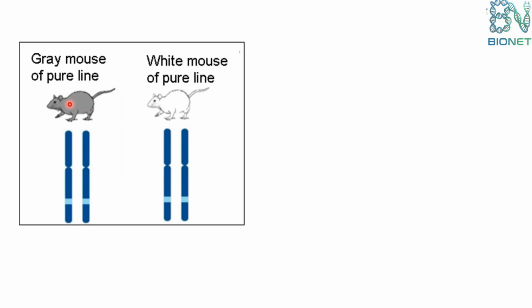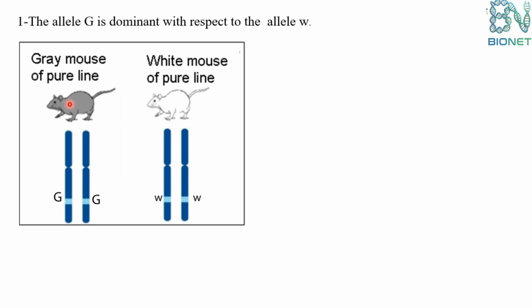From this result, we conclude that the allele determining the gray color is dominant over the allele determining the white color. So, the gray mouse of a pure line has two dominant alleles, G, G. The mouse having the white color, which is the recessive one, has two recessive alleles, small w, small w.